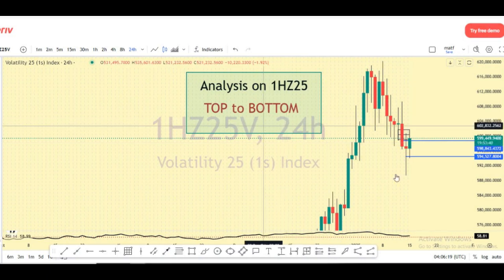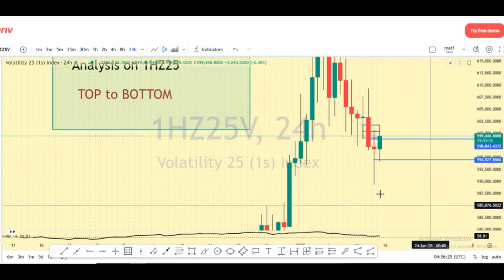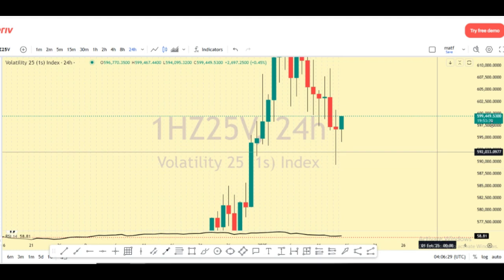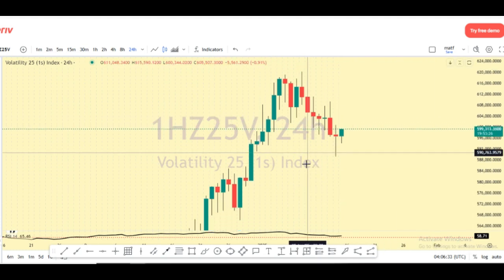So now we're going to do a top-down analysis. Let me take these guys out. This is how the market is currently, on the higher time frame. Looking at it from the 24 hours time frame, this is how the market has been. The market moved. This is a mini break of structure.